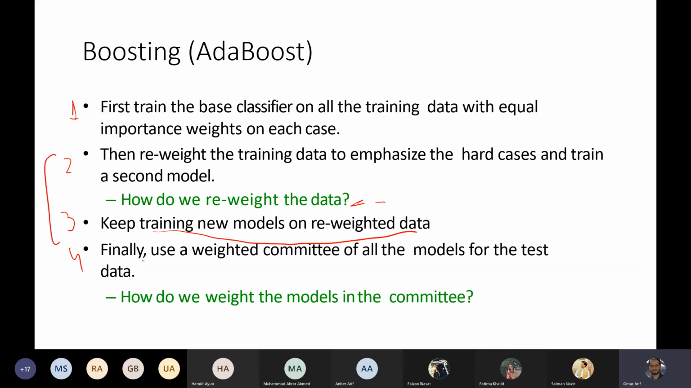Step 4 is to finally use a weighted committee of all the models for the test data. The models that have been trained once you repeat steps 2 and 3, in the fourth step you're going to use all of them, but you will have some mechanism to give different importance, different weight, to different classifiers, and using that, you're going to use a weighted sum to get the final output.